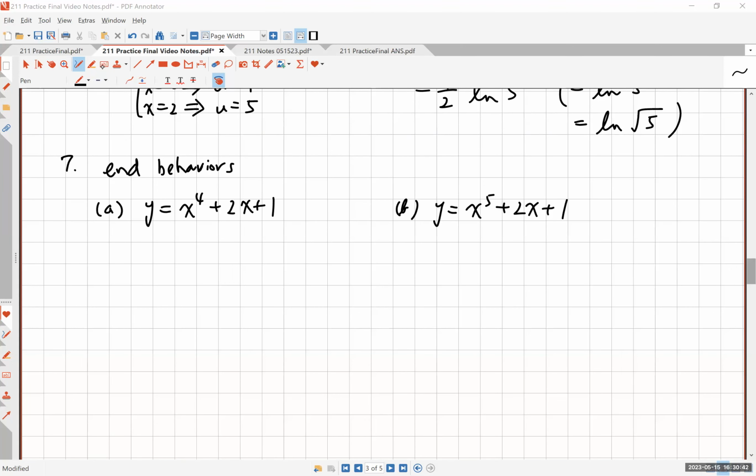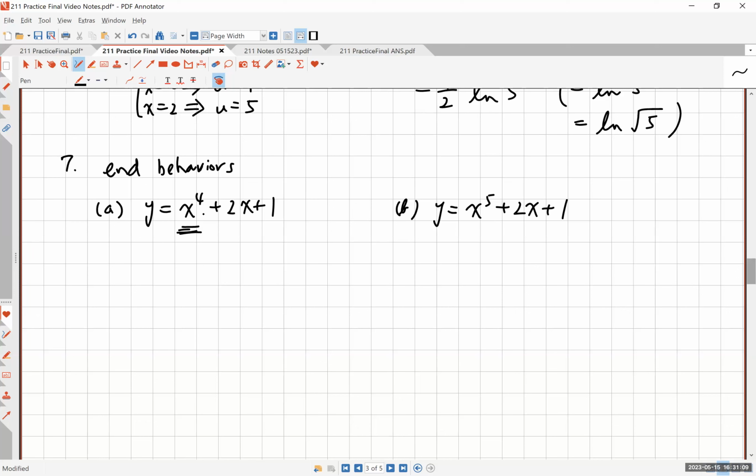Okay, number 7, we are simply to write something about their end behaviors. A is x to the 4th plus 2x plus 1, and B is a 5th degree polynomial. You probably learned these things in either college algebra or pre-calculus class. Basically, all this depends on the leading coefficient, whether it's positive or negative, and the power. Okay, what is the highest degree power of these polynomials?